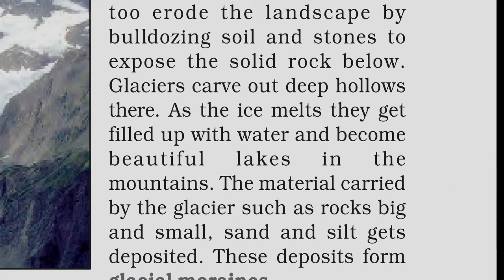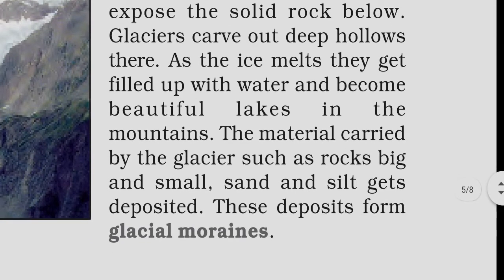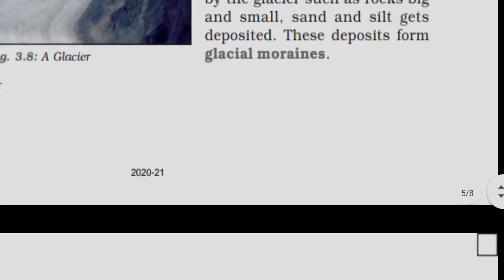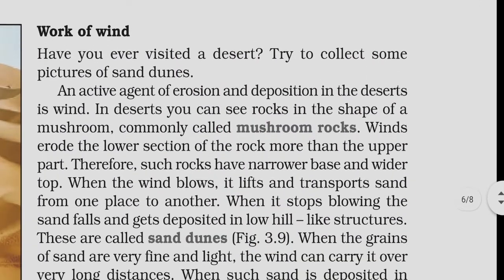That means this hollow portion is filled with water when the ice melts. Okay, the material carried by the glacier, such as rocks, big and small, sand, silt, gets deposited, and these deposits form glacial moraines. Okay, so these are some important concepts regarding the work of ice. And let's see the work of wind.